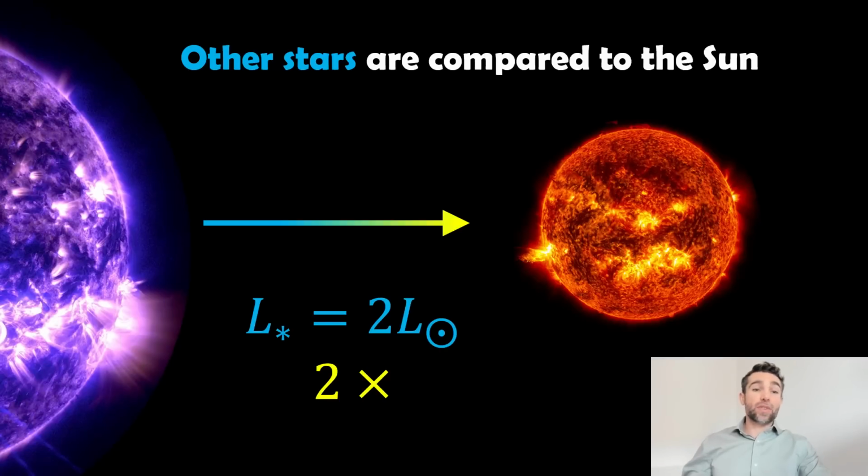Now let's say this other star here. Again, we denote other stars, luminosity wise anyway, by the star symbol. So the L star is equal to 2 times the solar luminosity. That basically means that this star here is twice as bright. So we've got a star that is twice as luminous as the sun, and that's how we would write it essentially. It's 2 times a solar unit.